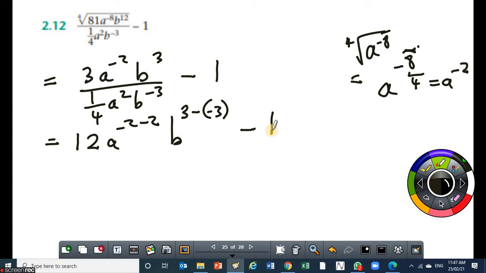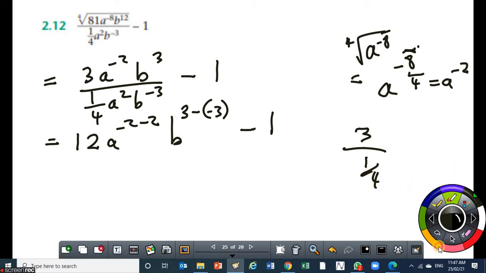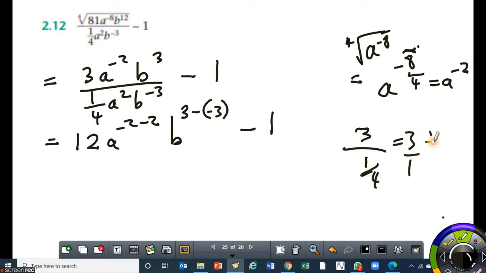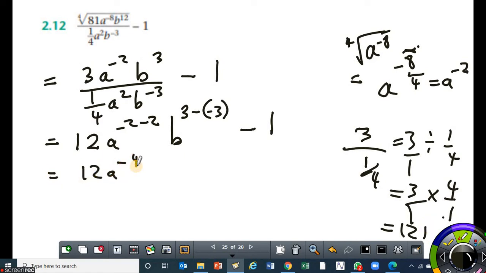What formula did you use to get the 3 divided by 1 quarter? I understand that, but how did you work it out? It's actually, I would say, basic knowledge. If you divide 3 by a quarter, this is the same as 3 over 1 divided by 1 quarter. That will be 3 over 1 times 4 over 1, which gives you 12. It's just knowledge of fractions. Then here you get 12 a to the power of minus 4, b to the power of 6 minus 1.